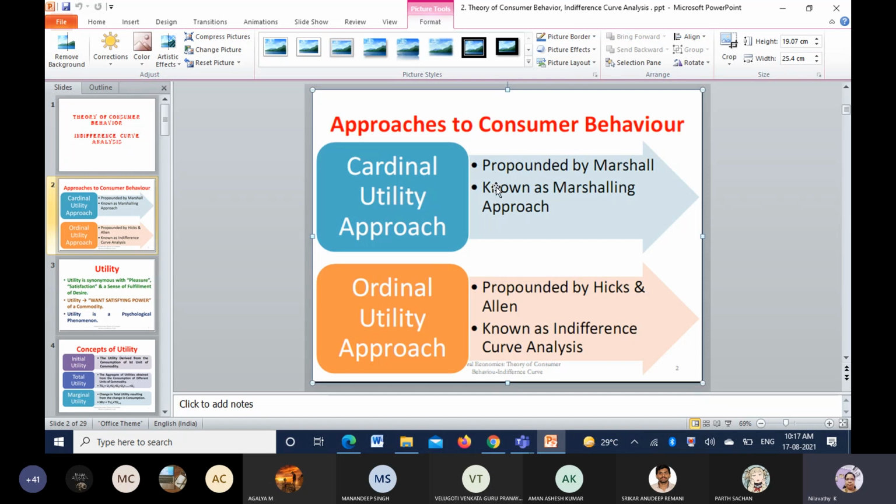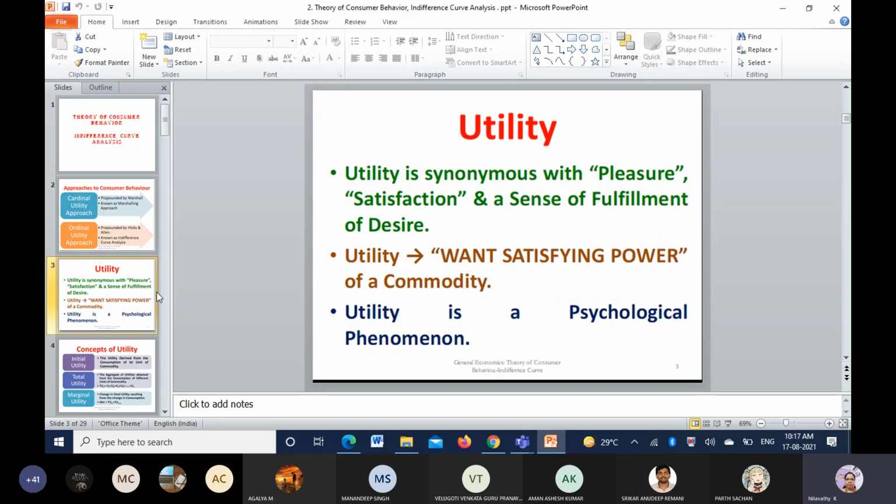To understand these approaches, they have also given some theories. In the cardinal utility approach, the law of diminishing marginal utility is the best example, and in the ordinal utility approach, the indifference curve is the best example. These will give you a clear idea of how they developed their theory, and in the same way how we can use it in our own analysis. Okay, so we will go on to the concept.